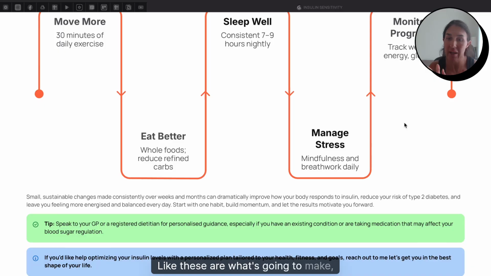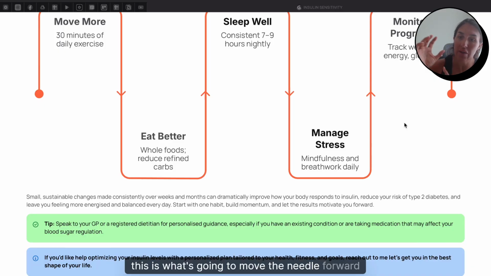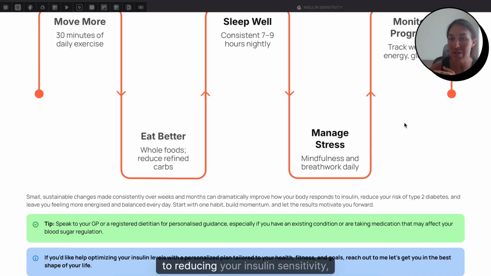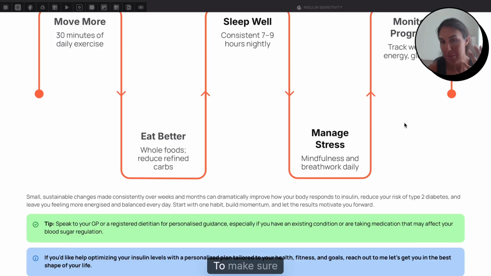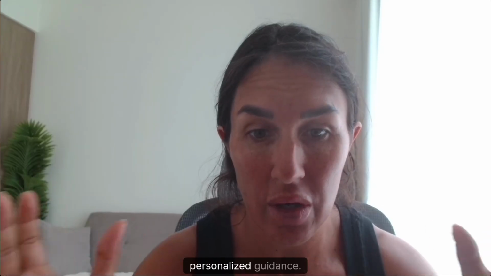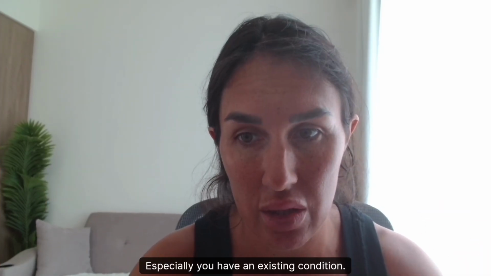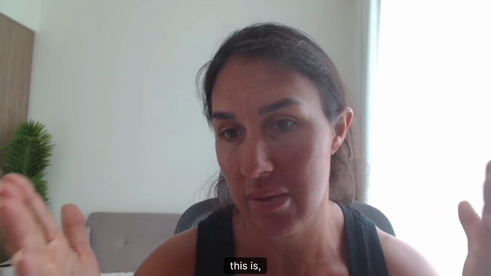This is what's going to move the needle forward to improving your insulin sensitivity, to make sure that you're not going to be stuck in this rut, stuck gaining belly fat, being tired, foggy, all of this. So it's very important. Just a tip: speak to a GP or registered dietitian for personalized guidance, especially if you have an existing condition. If you've got an existing condition, this is something that you need to address with your GP.